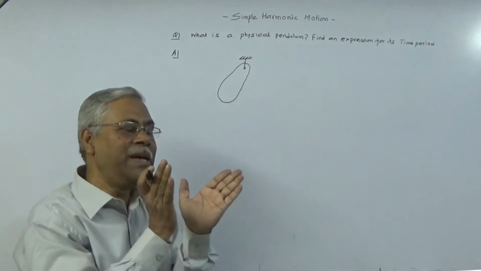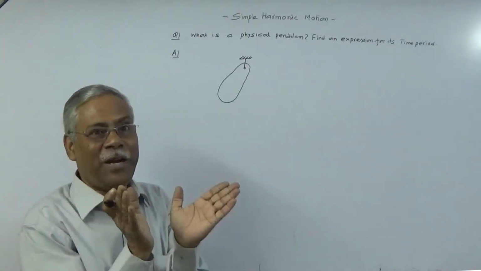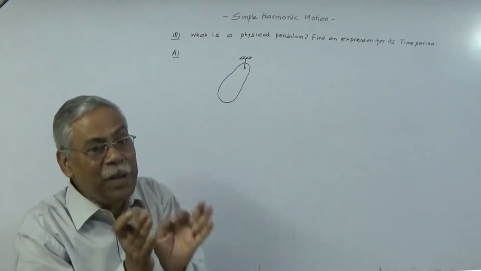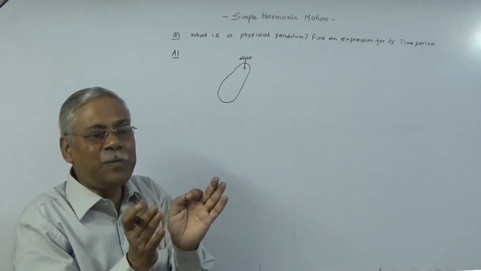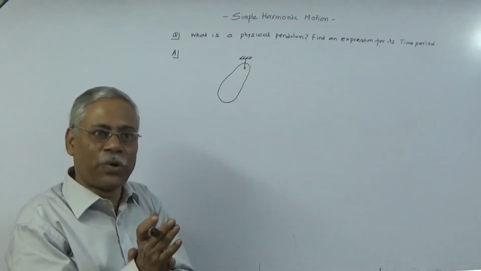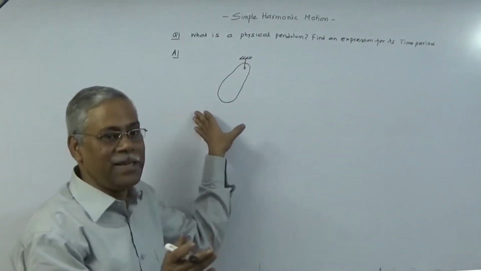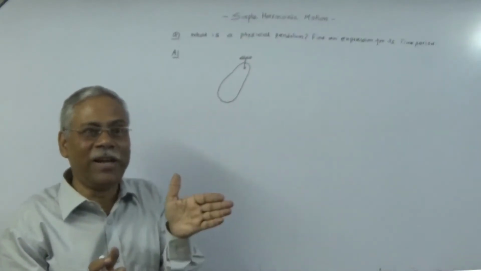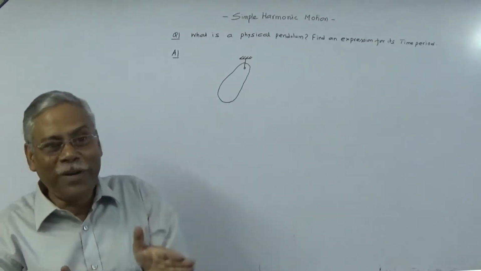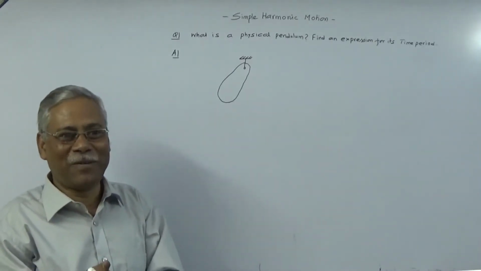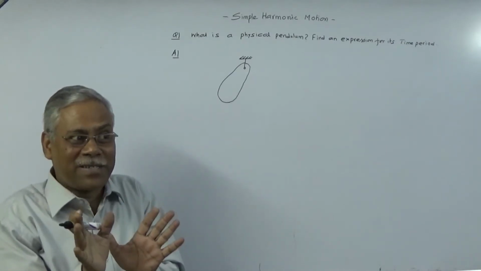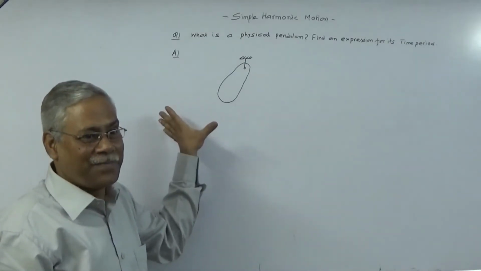Physical pendulum is actually a general pendulum, a general situation, and simple pendulum is a specific case of a physical pendulum. First you understand this, then in the next question I will tell you how, using the time period of a physical pendulum, to obtain the time period of a simple pendulum. So what is a simple pendulum? A specific case, and this is more general.